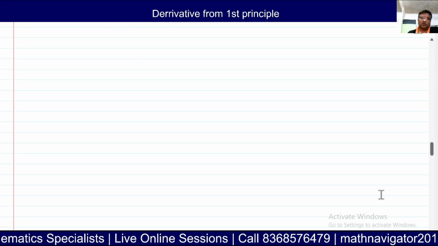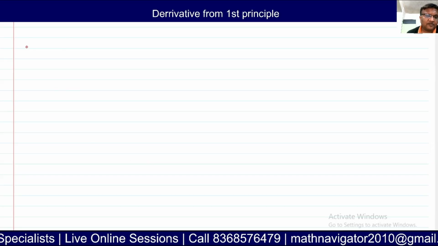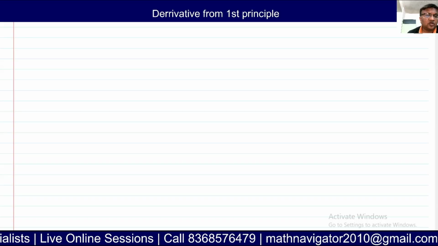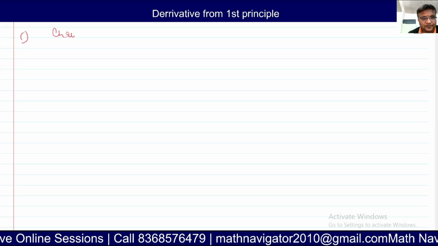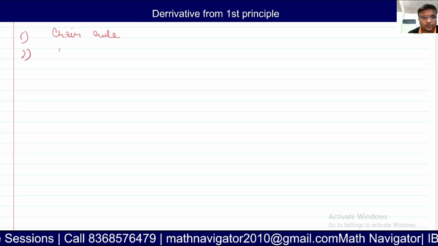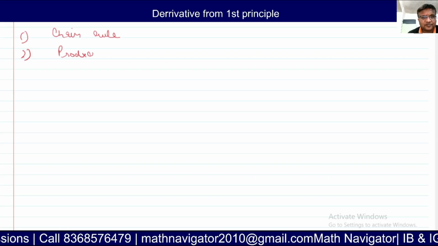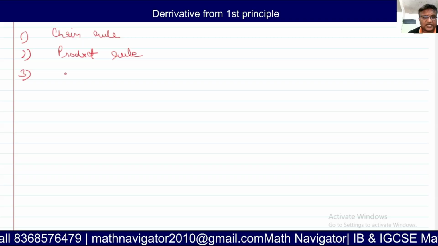Then we talk about C. This is the power function. The main thing which we will always use are the 3 important rules. Number 1 is chain rule. Number 2 is product rule. And number 3 is quotient rule.